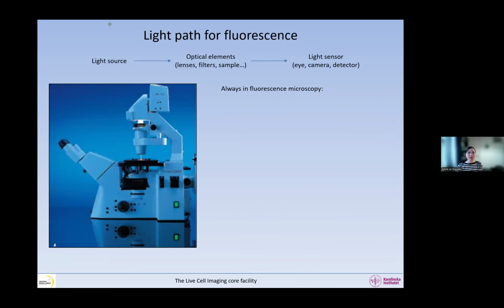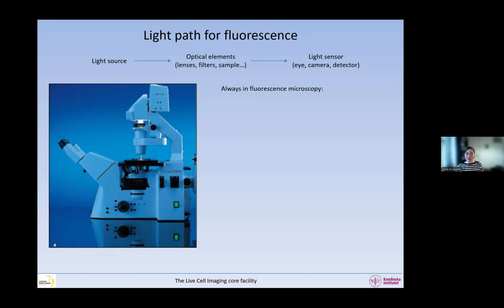So now if we look at the light path for fluorescence, the light path starts with the light source and always ends with the sensor. And then we have in between the optical elements. The sensor can also be the eyes, the camera, or a detector. And the optical elements are the same thing: lenses, filters, sample, etc. So everything including the sample.